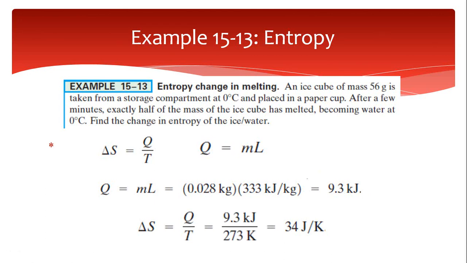Okay, now, the temperature at 0 degrees Celsius is 273 degrees Kelvin. So in that particular case, this is a simple, straightforward example. The change in entropy is equal to your energy divided by your temperature. 9.3 over 273 results in 34 joules per Kelvin. Again, remember, this is kilojoules, not joules.